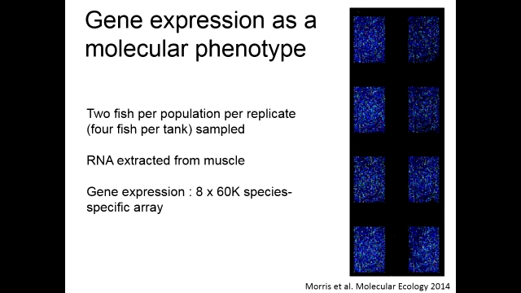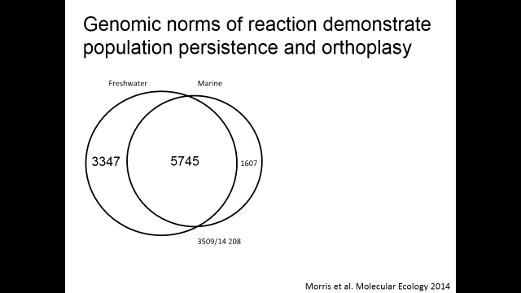So Matthew extracted RNA from the muscle. He then used these microarrays to hybridize the RNA onto the microarray, measure gene expression, and test these 2 questions associated with population persistence and the evolution of plasticity.